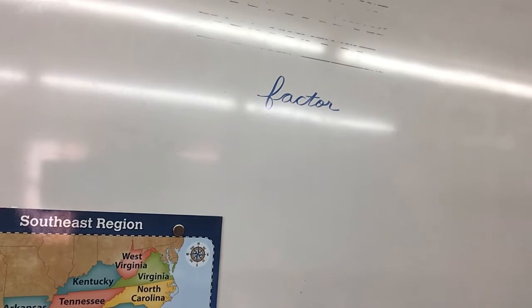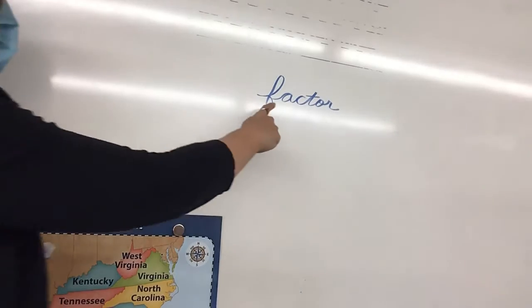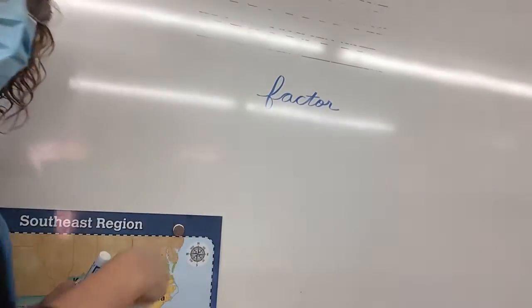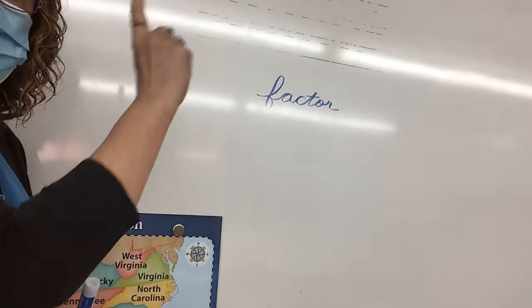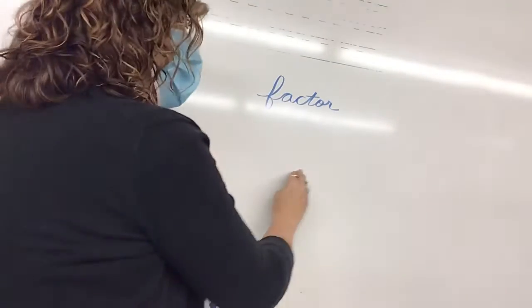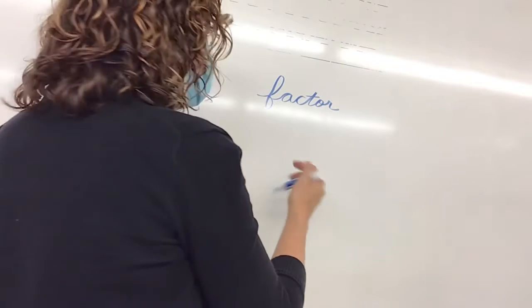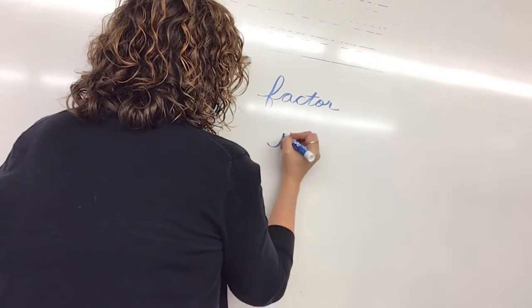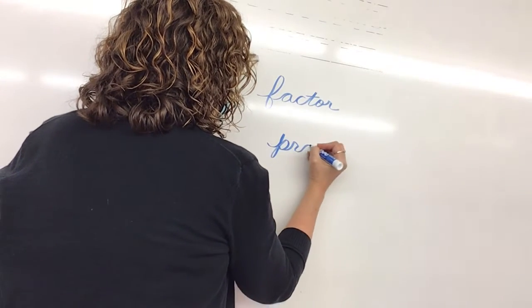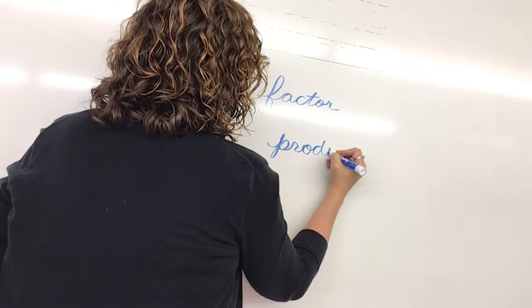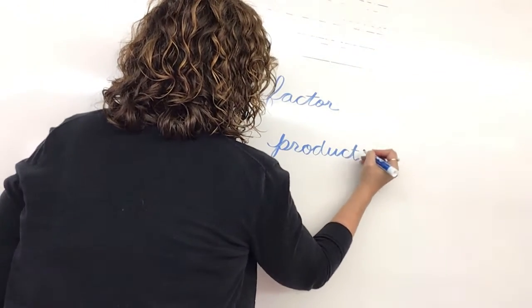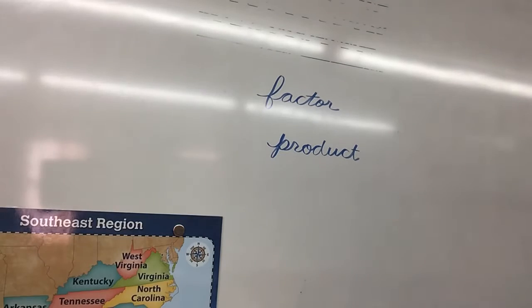Alright, so what is the answer? Does anybody know? Alright, it's called the product. I'm not gonna make you write factor, just like I didn't make you write add-in. You can just write factor one time, but you're gonna skip down to where the answer will be. So that empty line, where there's nothing beside it, and you're gonna write product. P-R-O-D-U-C-T. Product.